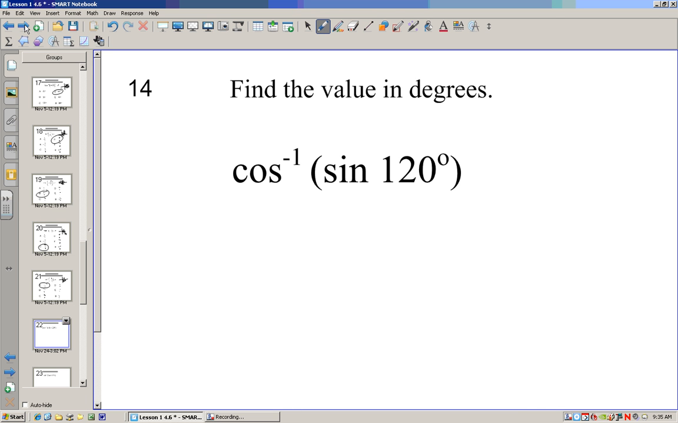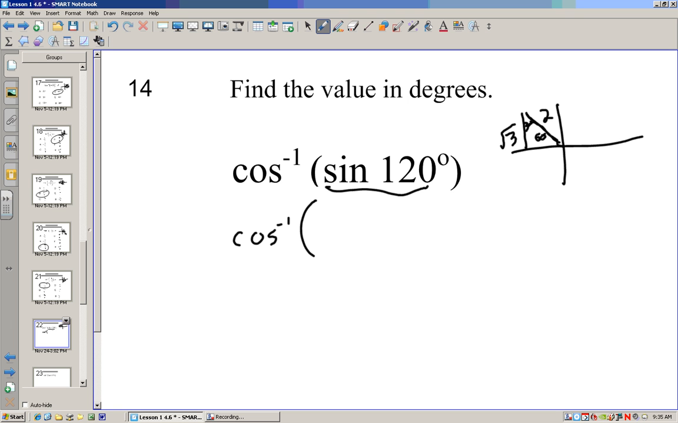All right. Now if I want to take the inverse cosine of the sine of 120 degrees, first we need to do what's inside the parentheses. 120 degrees is going to be out here, leaving a 60-degree angle, 30. So the sine of that is going to be root 3 over 2. So now I want to take the inverse cosine of root 3 over 2. So the inverse cosine is going to be right here, root 3 over 2. And the angle that will be represented here, if we finish the triangle, will be 30 degrees.